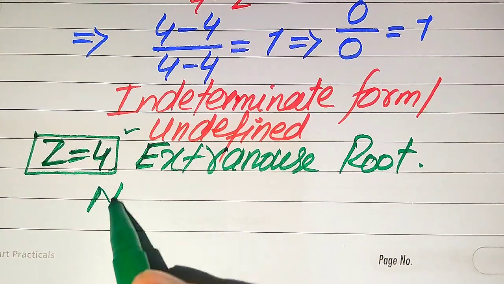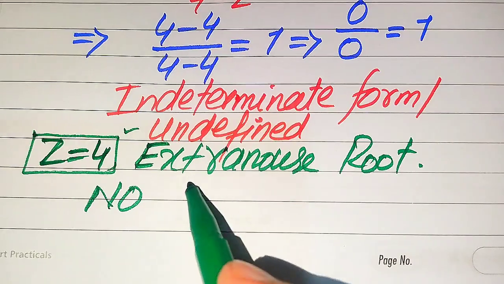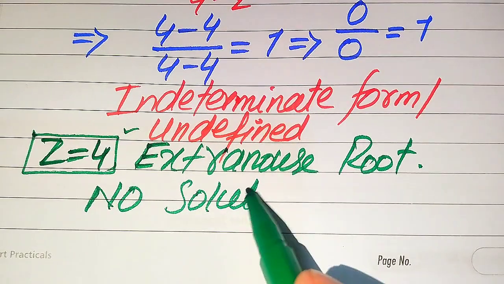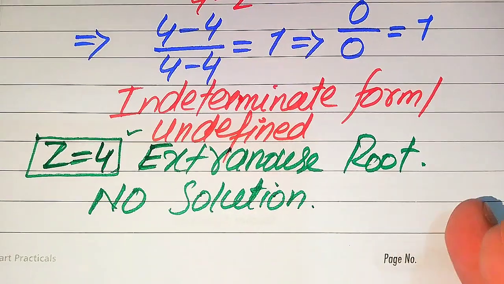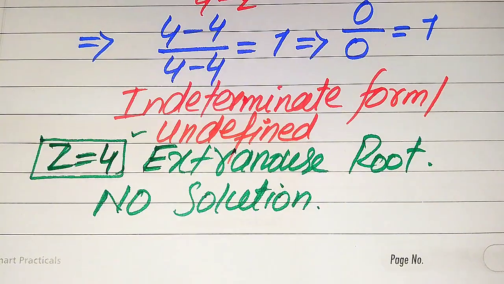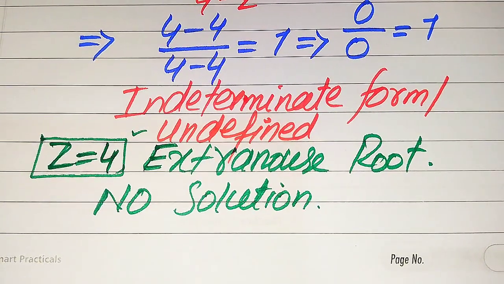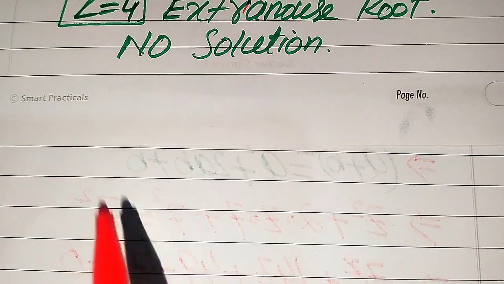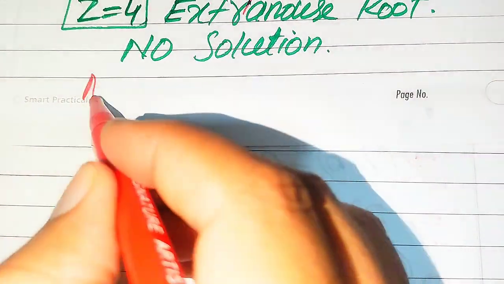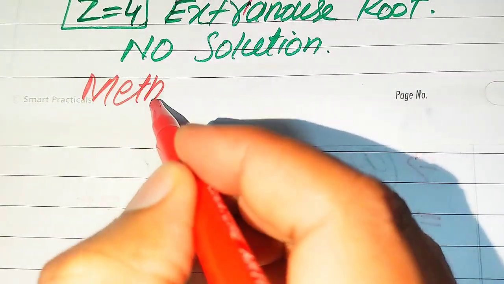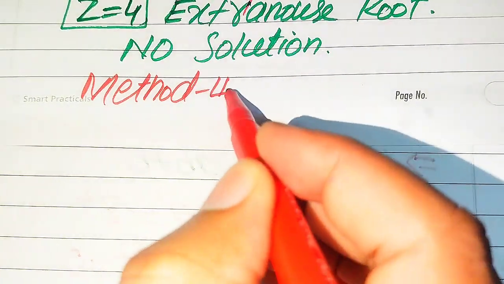Further, the final conclusion about the solution of this problem is that it has no solution in general. So this question does not have any solution. This is the final conclusion about the first method of this question. And now here we again solve this problem by the second method.